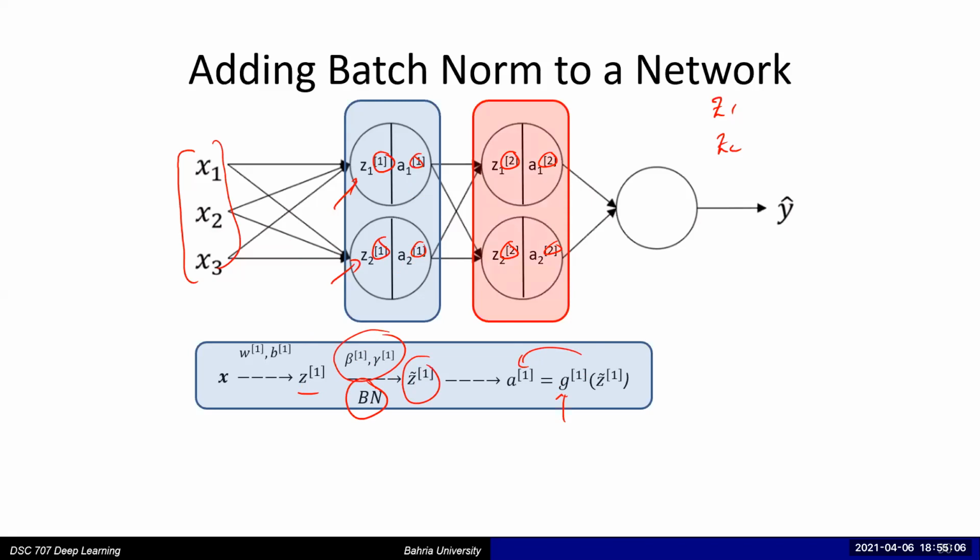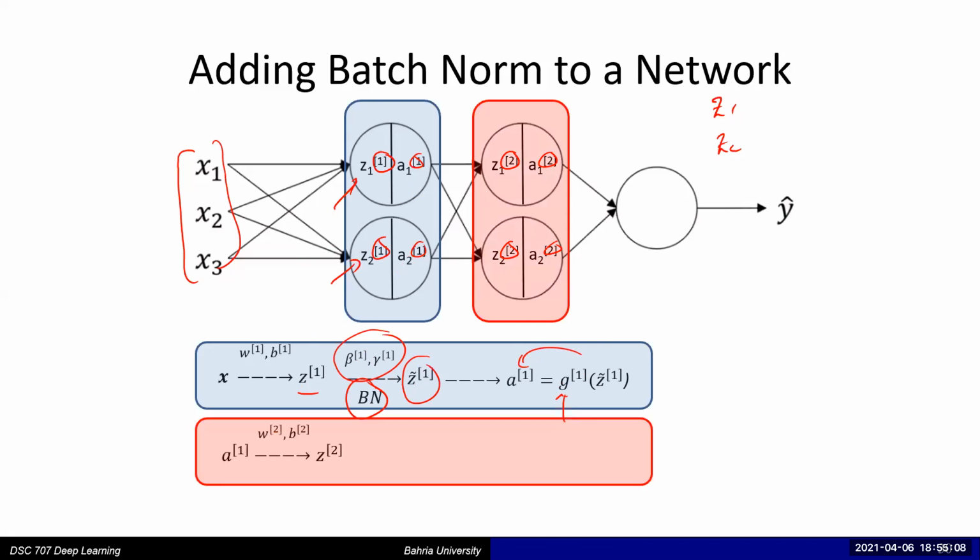Similarly, for the next layer, what happens? You use the output of the previous layer, which is A1. You use the parameters W2 and B2 of this layer, you compute Z2, right? Again, Z2 is just the dot product and you add bias. Then using beta and gamma for this layer, you apply batch normalization to get Z tilde 2. And then you apply the activation function on this to get the output of the second layer, which we are calling A2.